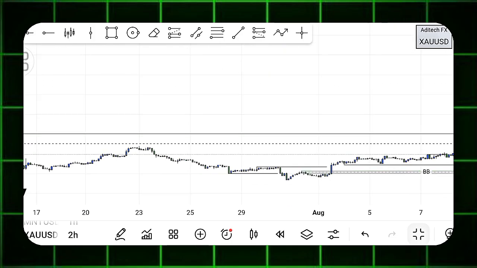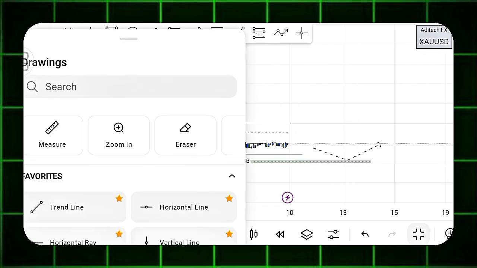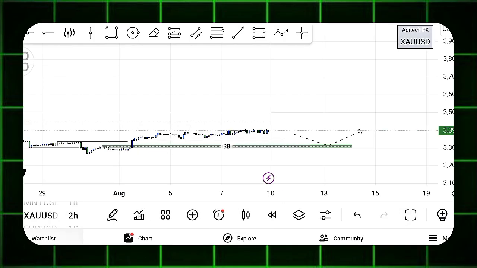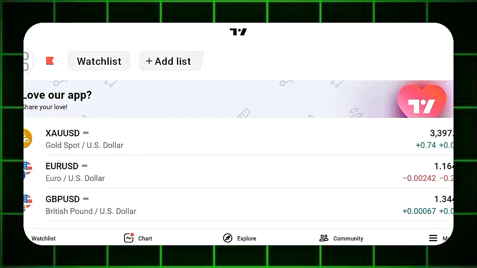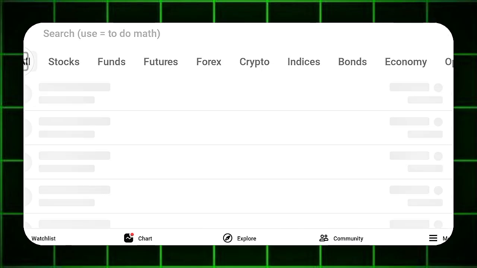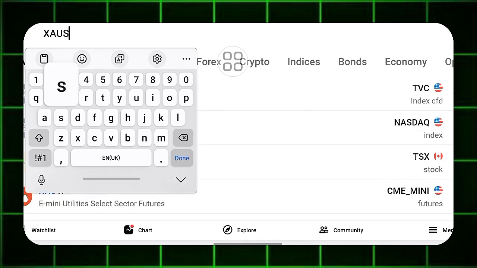Now, currently on the chart, let me clear. Okay, let's look for another chart. Okay, this is what I'll do. Let's open another chart. I want us to start the top down analysis on this pair first.